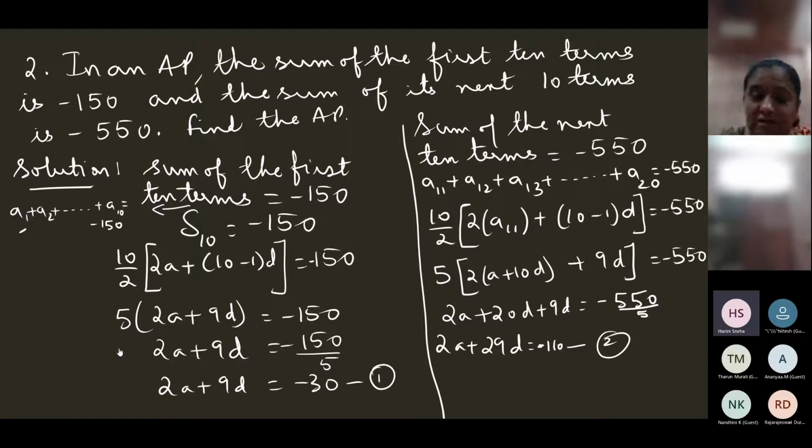Oh, Tarun, you're trying to say the answer? The values of A and D, Tarun? Ma'am, A is equal to 3, D is equal to -4. 3 and -4. All right.